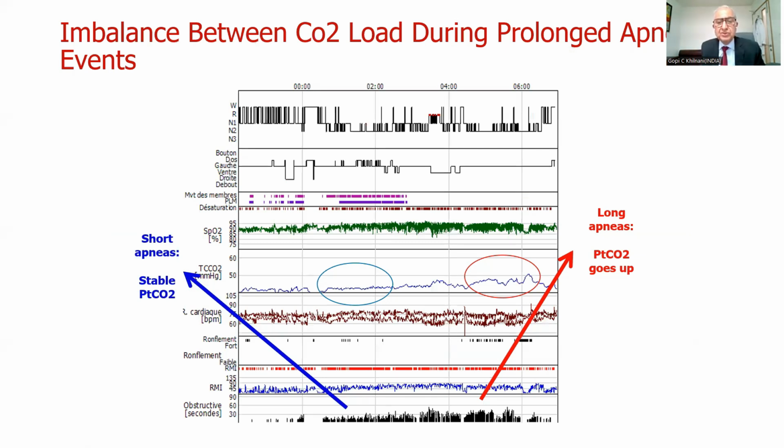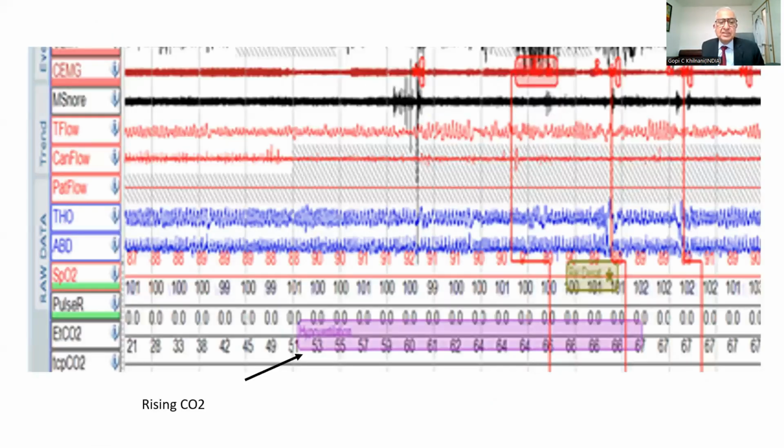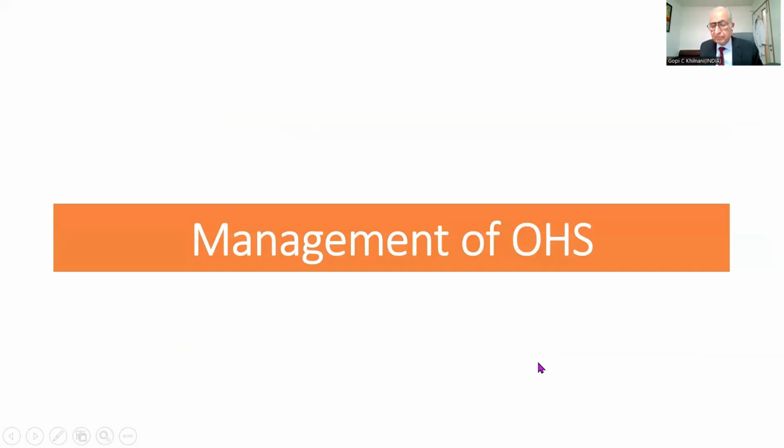And this cartoon I showed you before also: there's apnea, and when the apnea goes on for a longer time, there's a rise in the CO2. So hypopnea, OSA and OHS would generally coexist, and rising CO2 is demonstrated. Initially, the CO2 is 21, 23, 38, 42, 45. It keeps on rising as the person goes into deeper sleep, and this is a hallmark of OHS.